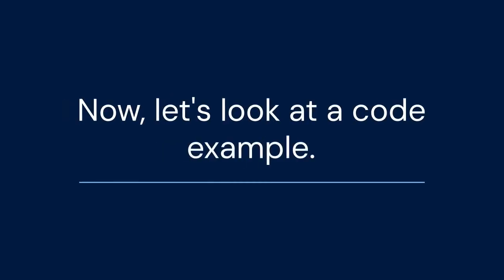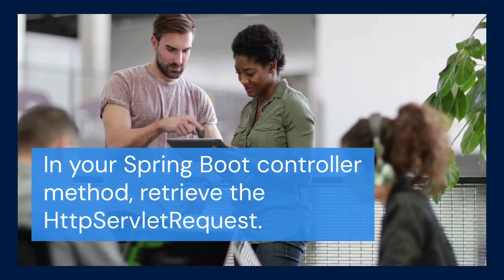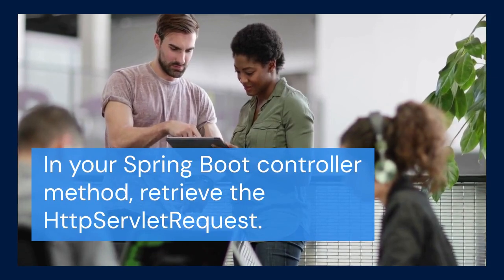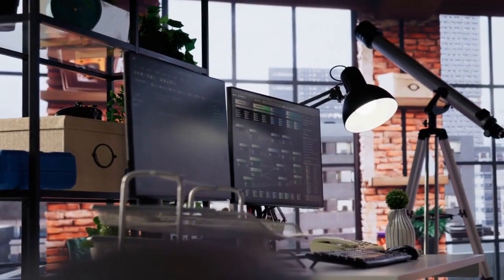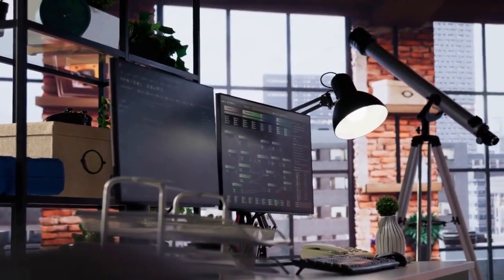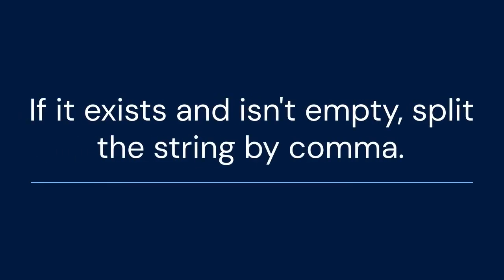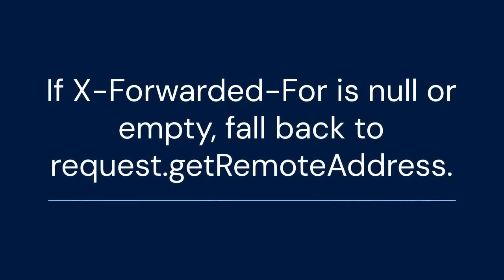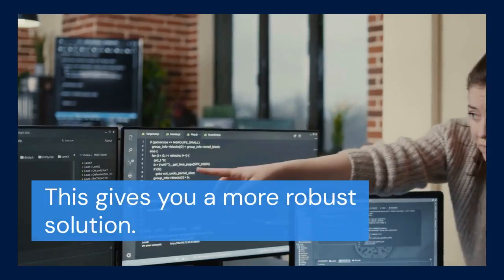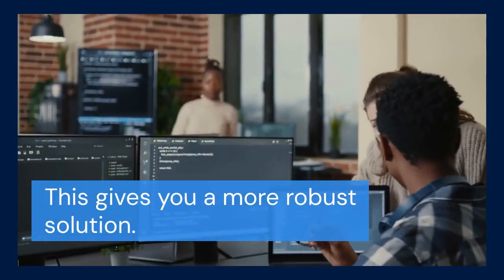Now, let's look at a code example. In your Spring Boot controller method, retrieve the HttpServletRequest. First, get the value of the X-Forwarded-For header. If it exists and isn't empty, split the string by comma. Take the first IP. If X-Forwarded-For is null or empty, fall back to request.getRemoteAddr. This gives you a more robust solution.